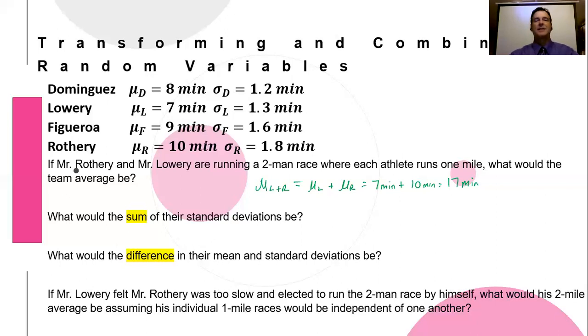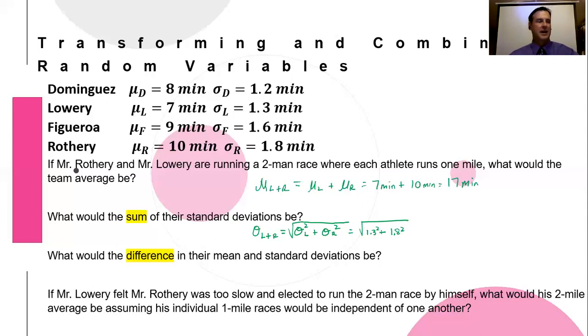Okay. Now, what would the sum of the standard deviations be? All right, now that's probably not going to surprise you. It's the same thing as before, except that instead of having 4 items, you have 2. And so I'm just going to take the standard deviation of Lowry squared plus the standard deviation of myself squared, and then I'll square root that. Okay, so this becomes 1.3 squared plus 1.8 squared.